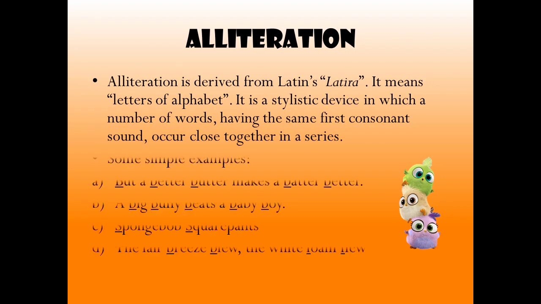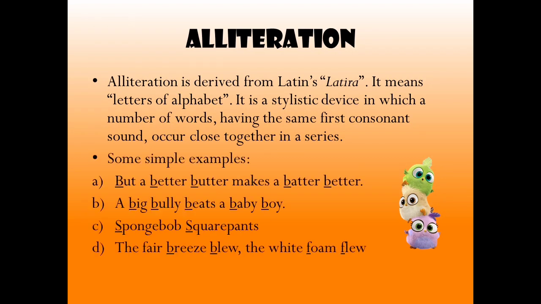So let us look at some of the examples. But a better butter makes a batter better. A big bully beats a big baby boy. SpongeBob SquarePants. The fair breeze blew, the white foam flew. So now the words that have been underlined, you can see all these are the sounds that are being repeated. They are occurring very closely. So they become your alliteration.